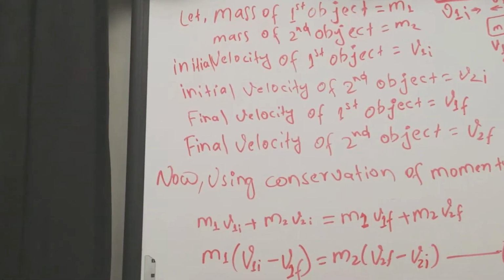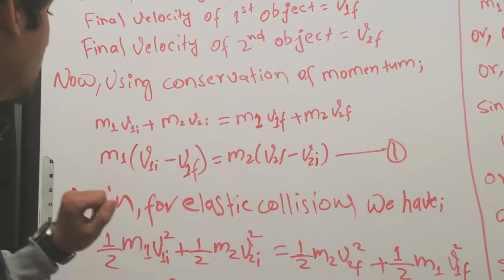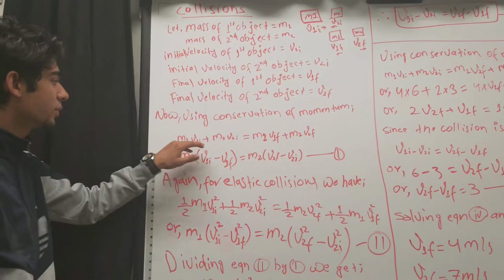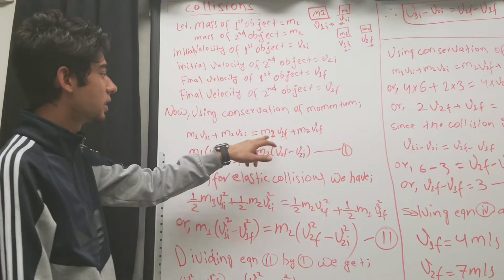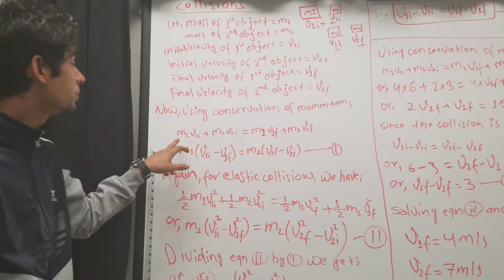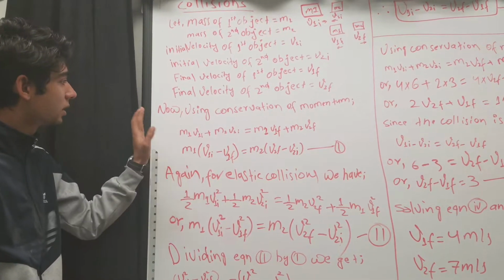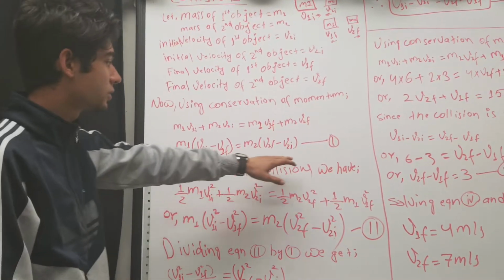In a collision, we use the conservation of momentum, which is given by m1 v1i plus m2 v2i equals m1 v1f plus m2 v2f, which means the initial momentum is equal to the final momentum. So from this conservation of momentum, we get equation 1.